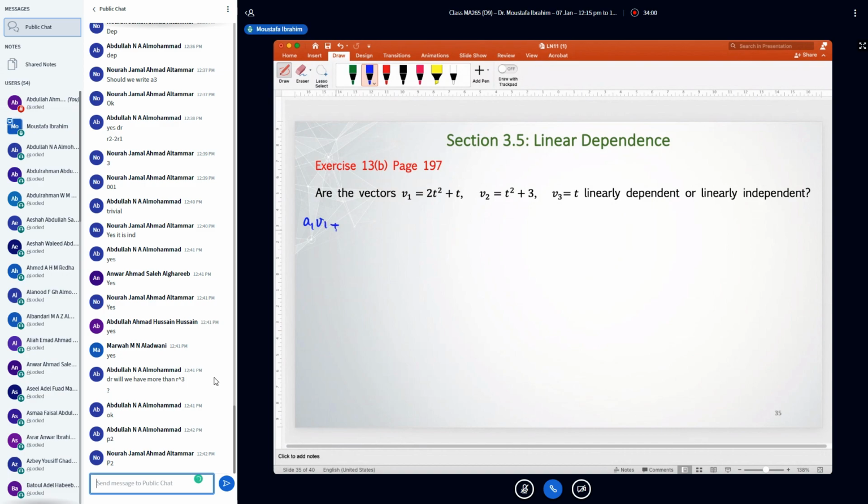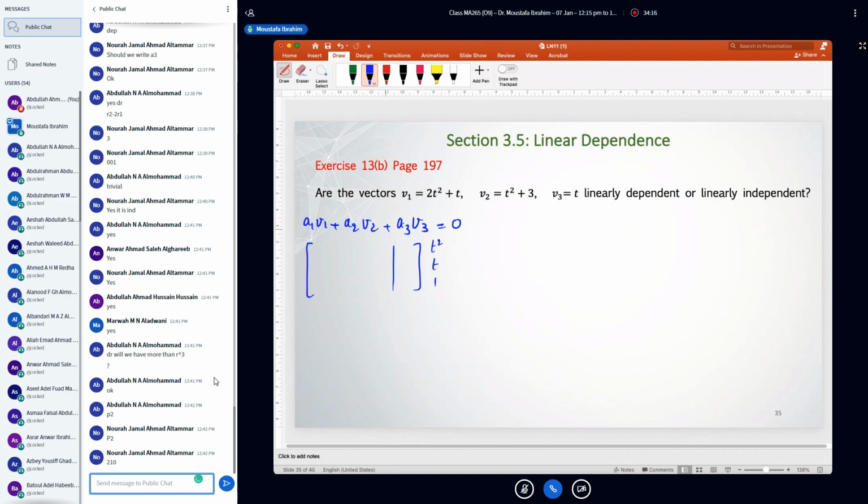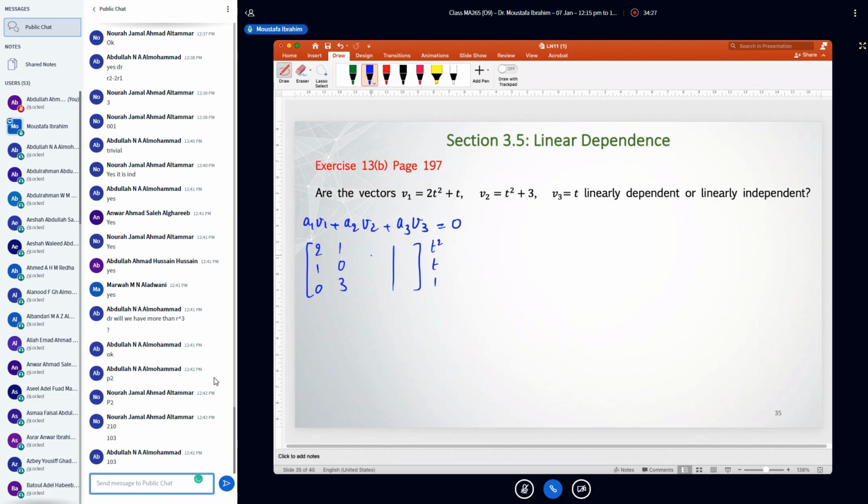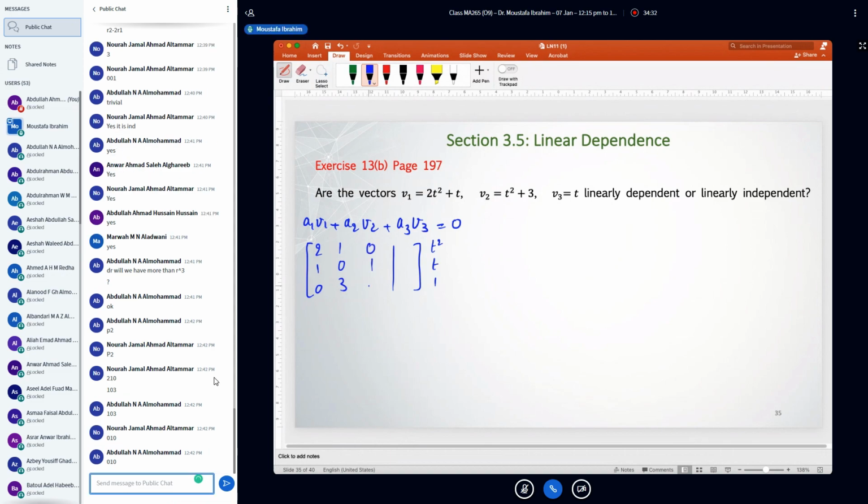Very good. So let's write the definition. A1 V1 plus A2 V2 plus A3 V3 equals 0. We write the augmented matrix. Don't forget here we are in P2, means we have to put coefficient t squared, t and 1. So V1 is 2, 1, 0, very good. V2 is 1, 0, 3, very good. And V3: t squared we don't have, t we have, and number. And for 0 is 0 t squared, 0 t and 0 number.